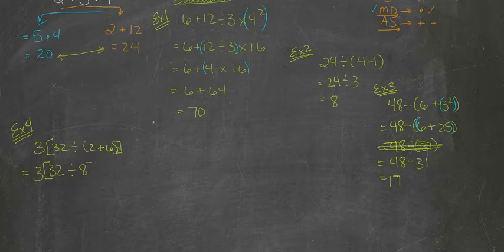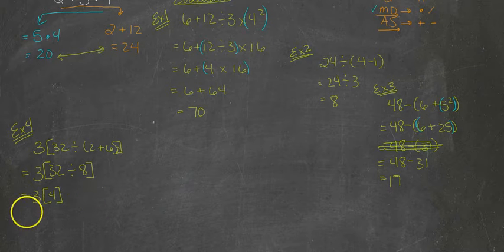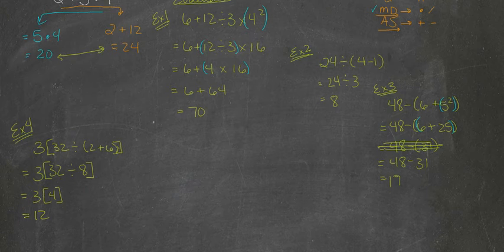That gets rid of the parenthesis, but I still have a bracket, so I have to do inside the bracket before I can deal with this 3 outside. So I have 3 times, well, 32 divided by 8 is 4. And I could have turned this to a parenthesis at this point. It's the same thing as 3 times 4. That would have been fine as well. But it was in a bracket, so I'm just going to leave it in the bracket. And now I have just multiplication. 3 times 4 equals 12.